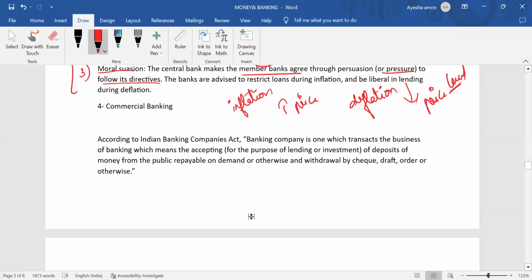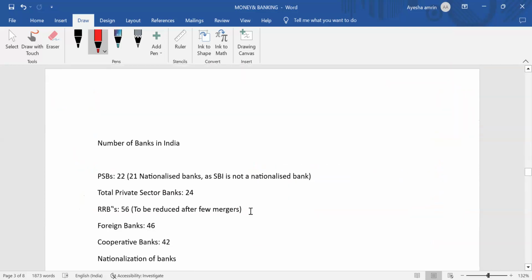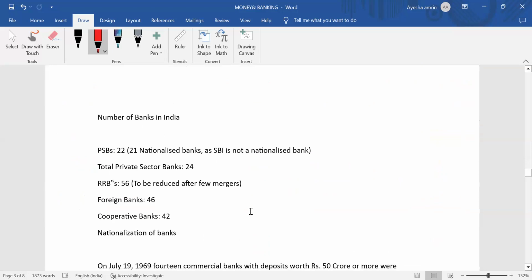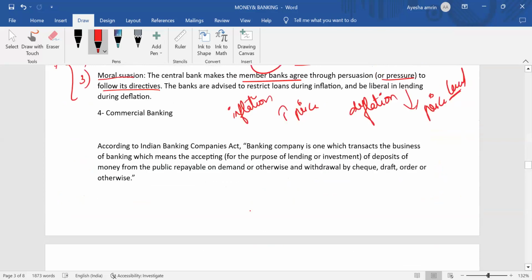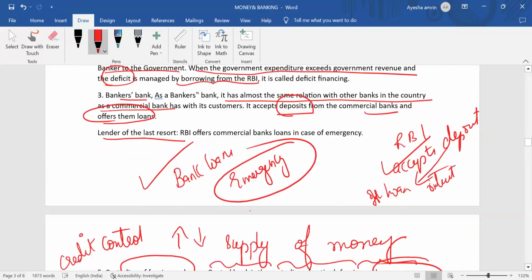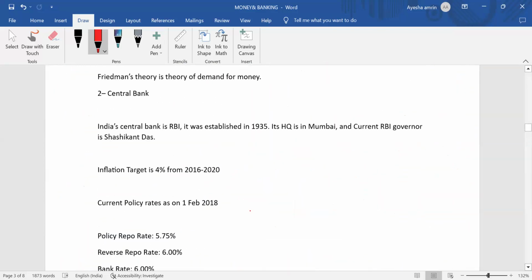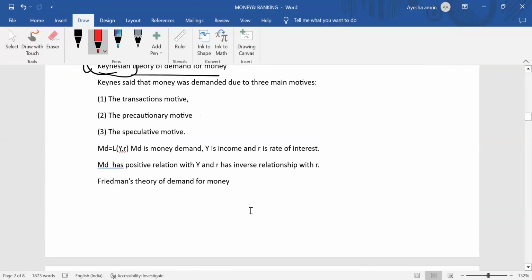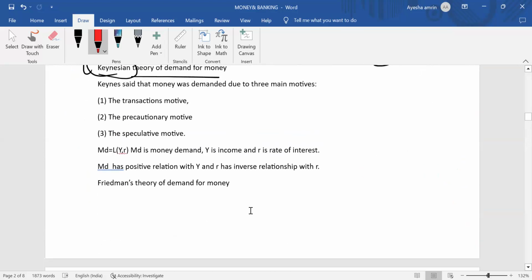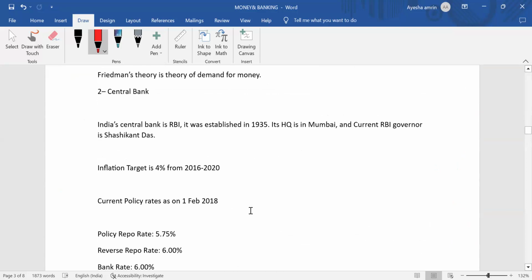Next comes commercial banks. Before going to the commercial banks, how many banks in India are there? Before going to this, I just want you to go quickly through these things, the Keynesian model, and I want you to go through the central bank. Go through the central bank quickly. Once it is done, tell me, I will scroll down.